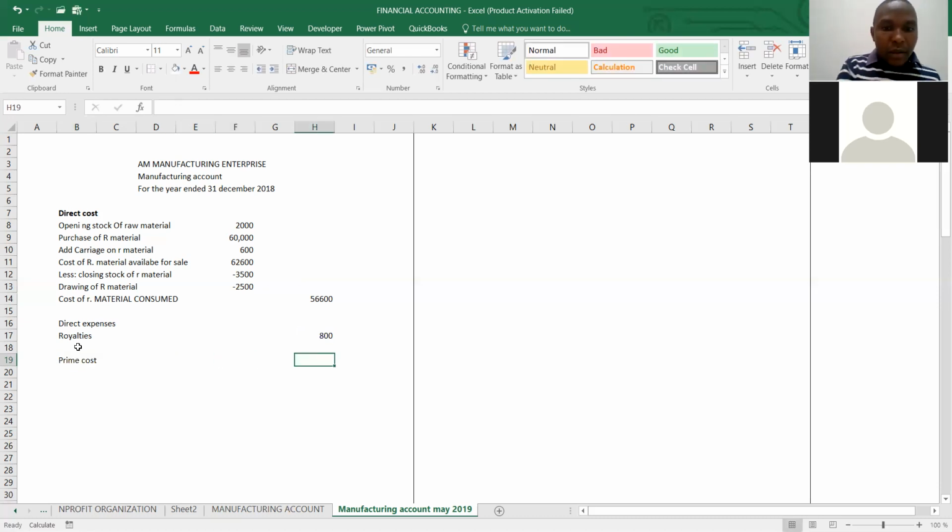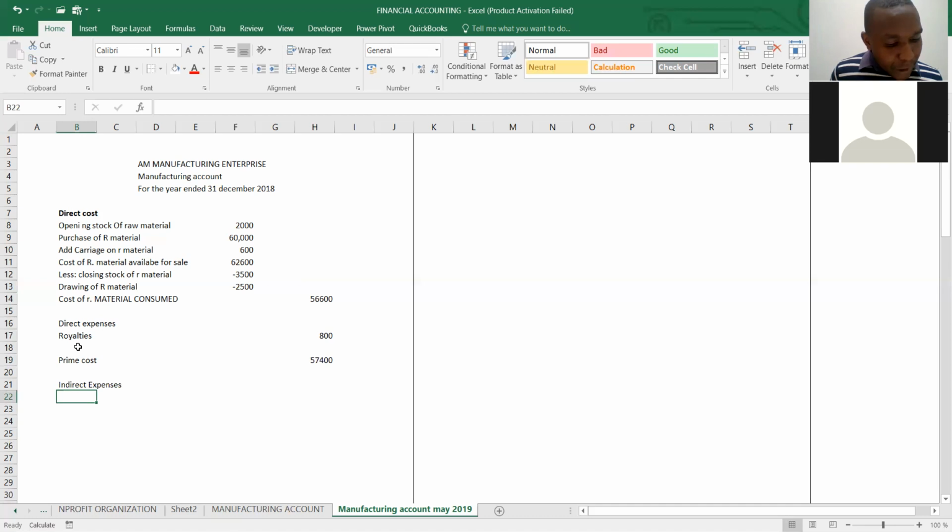So I add 56,600 plus 800. We are getting 57,400. That is the prime cost. Then after the prime cost, I go to indirect expenses. I hope your sound is working, or am I talking alone? We are together. For indirect expenses, we only capture anything relating to manufacturing, not everything else.